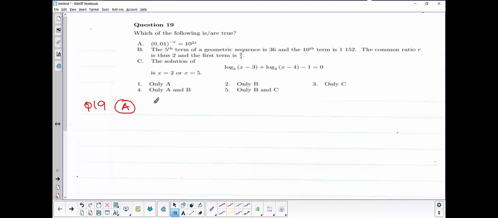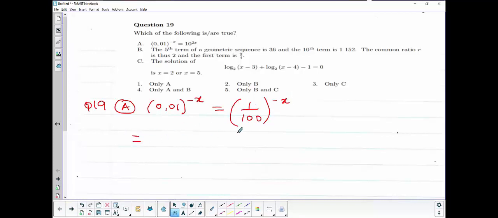So we are having 0.01 raised to power minus x. We want to ascertain whether it's going to be the same thing as 10 raised to power 2x. So let us convert this to a fraction, which is going to be 1 over 100, because how many numbers after the comma? A 2-digit number. So we have 1 over 100 raised to power minus x.